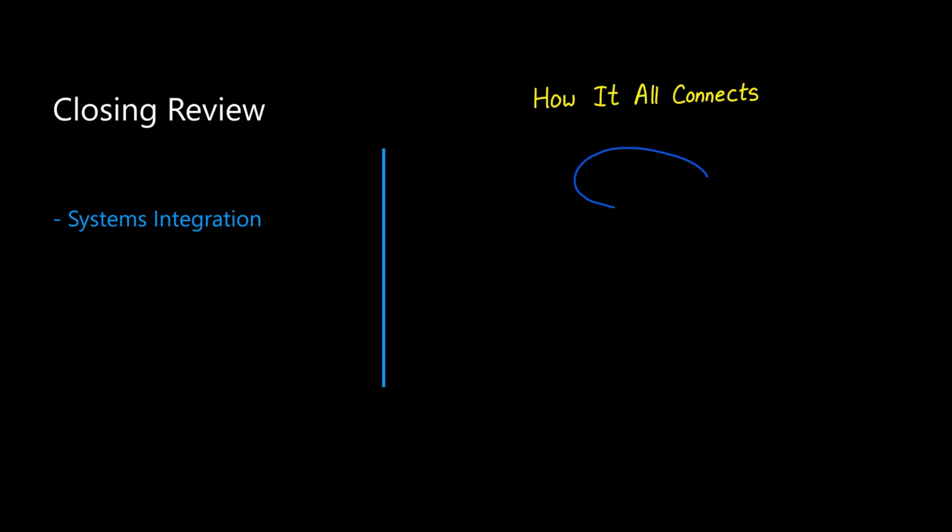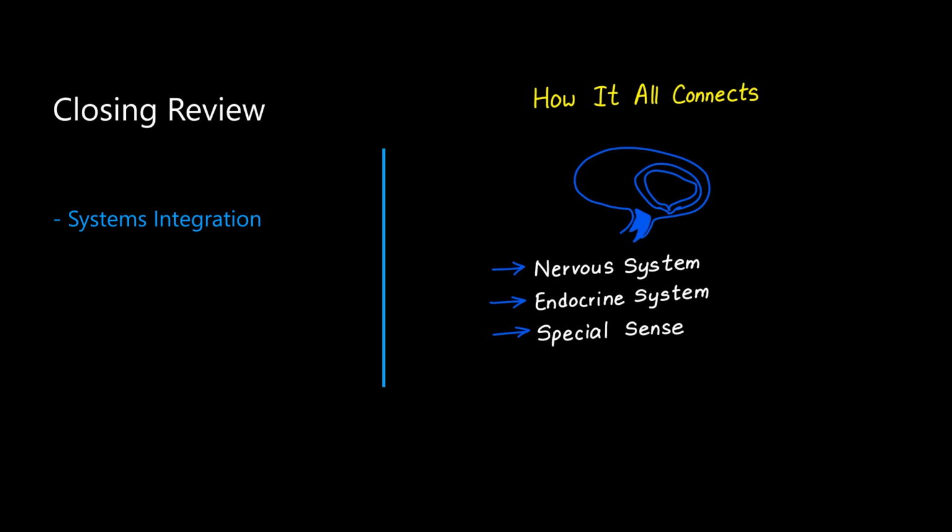The hypothalamus sits at the crossroads. It receives sensory input from the nervous system, controls the pituitary gland to regulate hormones, and processes signals from taste and smell through its connections to the limbic system. When you smell food and your mouth waters, that is all 3 systems working together in real time.